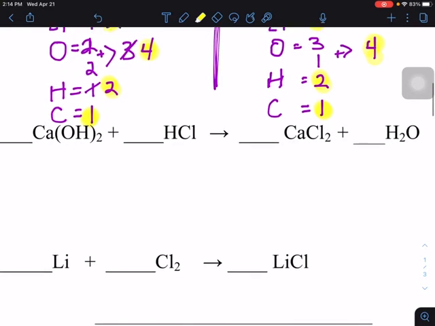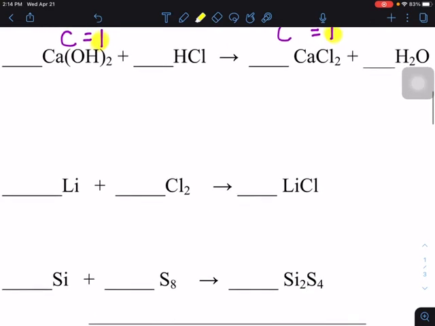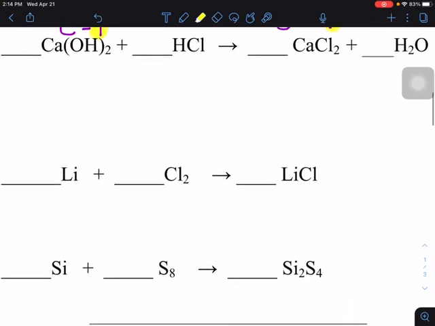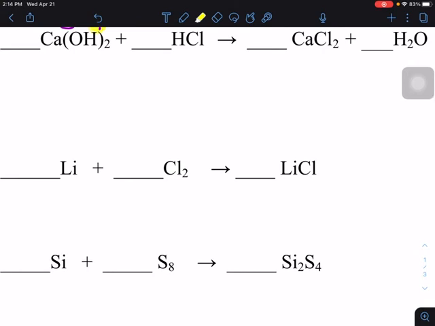So let's do one more. This is so much fun. Let's just do another one. Maybe we'll do them all. It's so much fun.